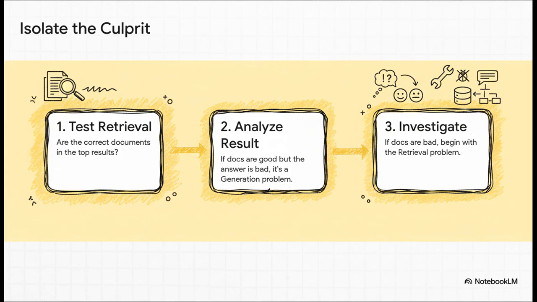So your very first move every single time is to isolate the culprit. Run your query, but ignore the final answer. Just look at the documents the system retrieved before they even get near the language model. Are the right sources in that list? If they are, but the final answer is still junk, boom, you've got a generation problem. If the sources themselves are wrong or missing, then you know to start your investigation with retrieval. It's really as simple as that.